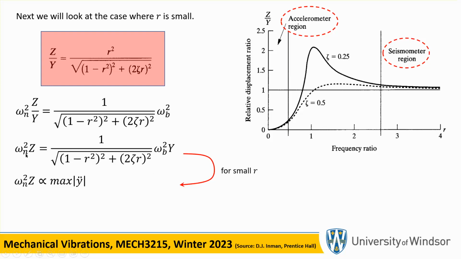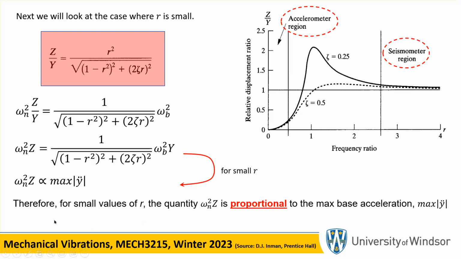So, in this device, you can measure Z. The voltage will tell you what Z is, and you have to know omega n, the natural frequency of your device. If you know that, you know the product on the left, and basically you know the maximum acceleration of the base, which is right here.